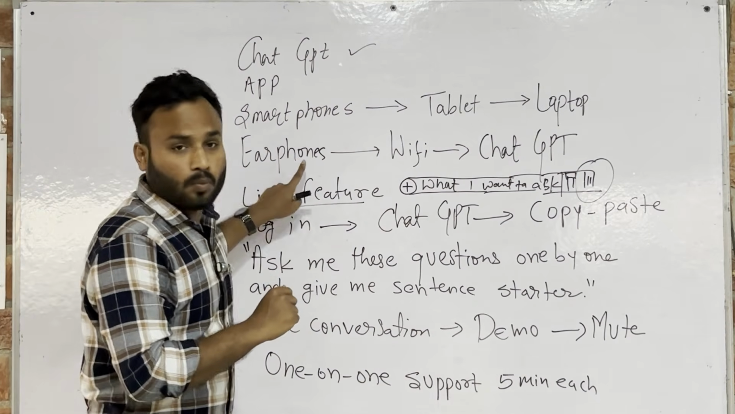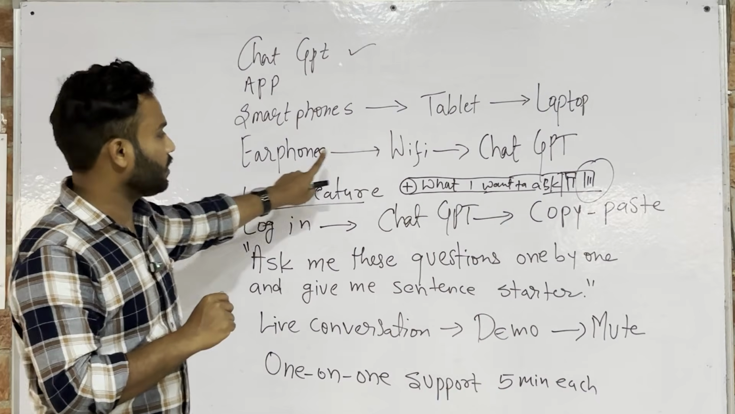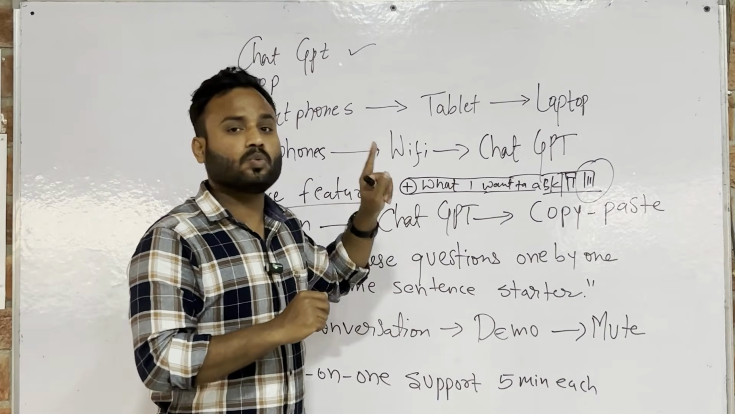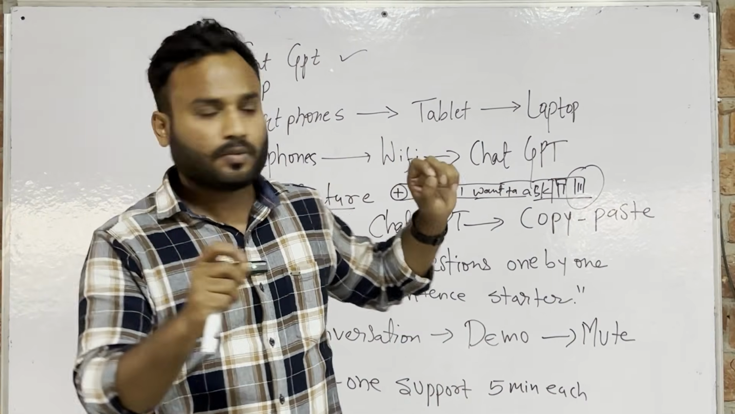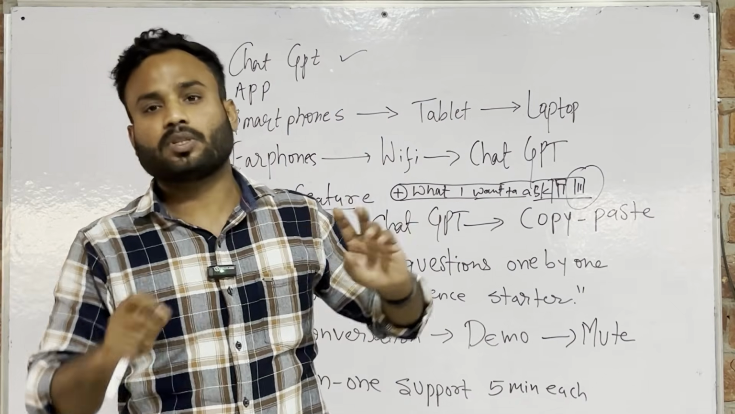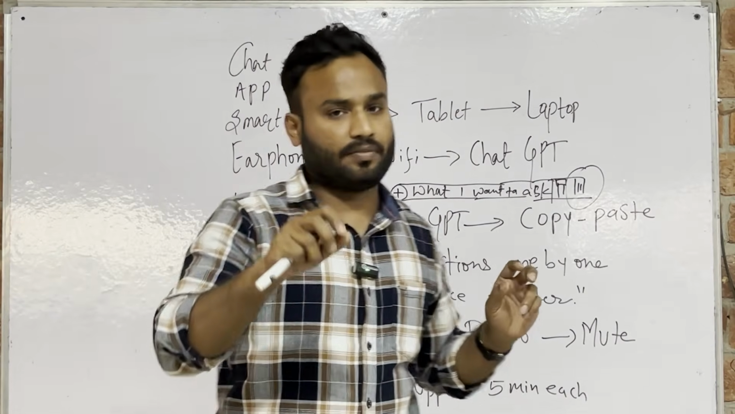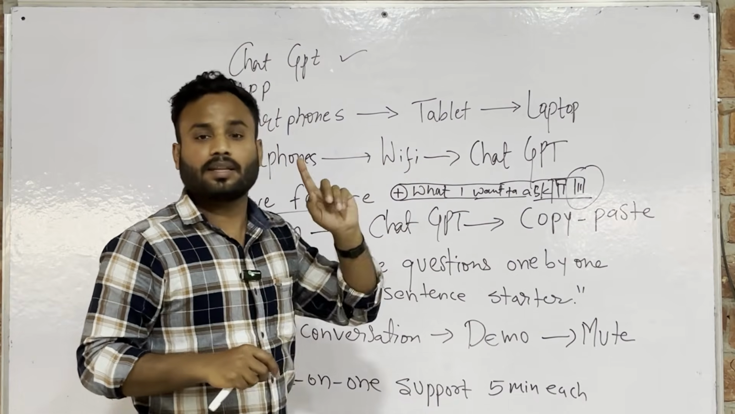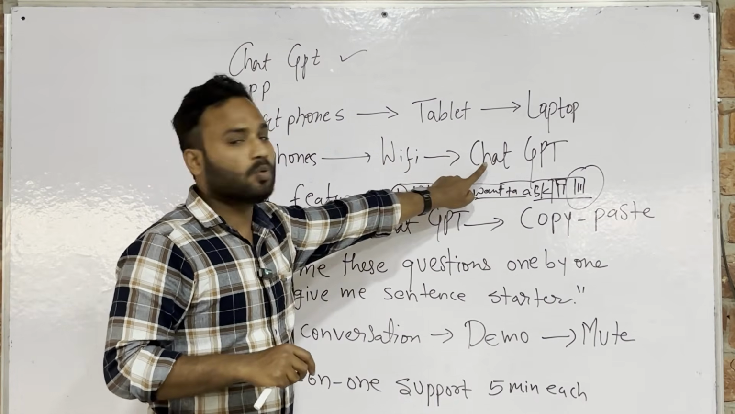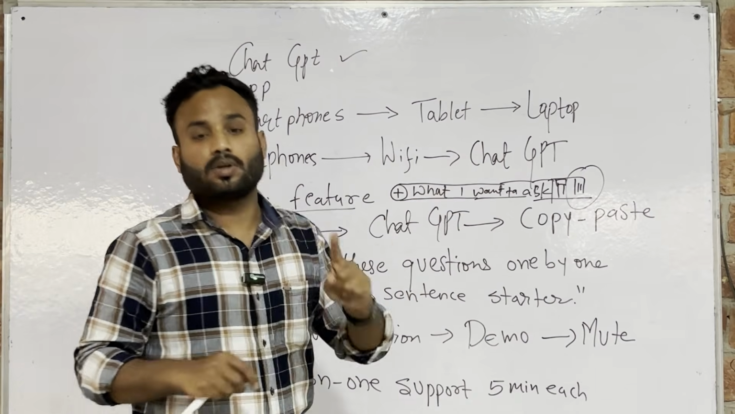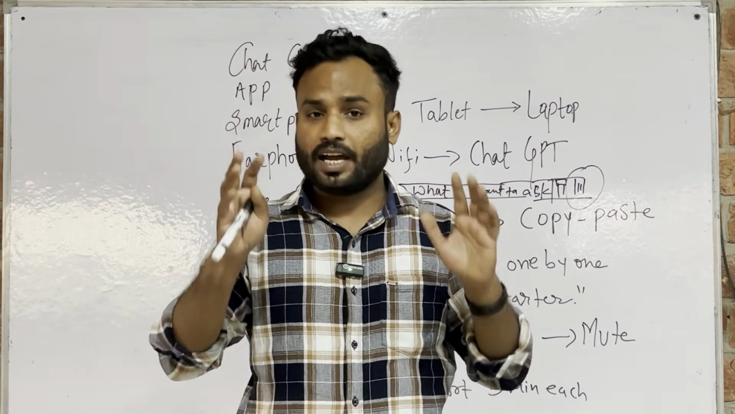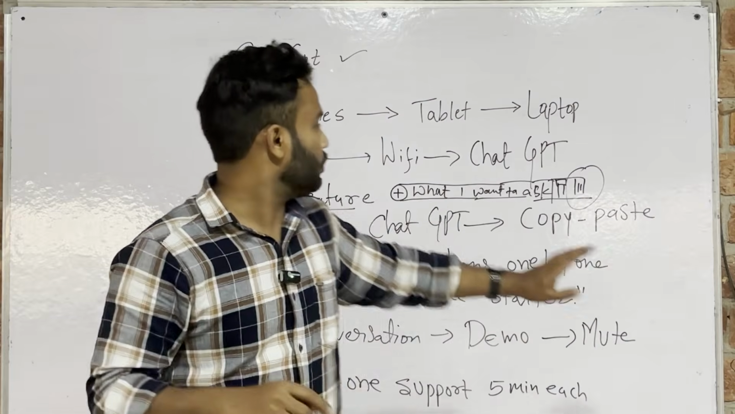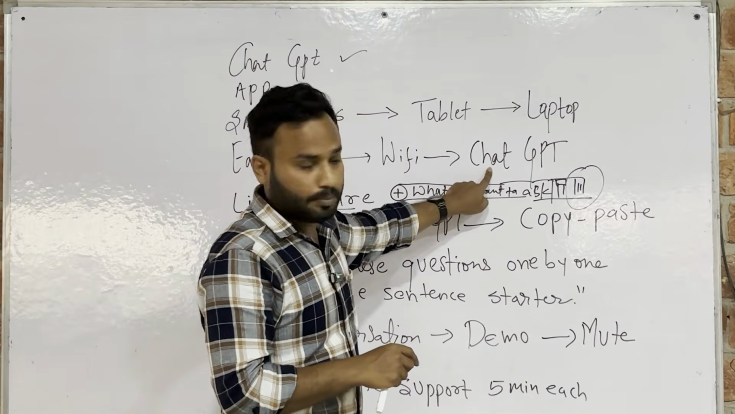Now, once you have done the earphones part, ask students to use Wi-Fi. You have to write the Wi-Fi password on the board so that everybody can use the Wi-Fi. Once they are connected to the Wi-Fi, the next thing they have to do is open ChatGPT. Again, not the website version, they have to use the app version.